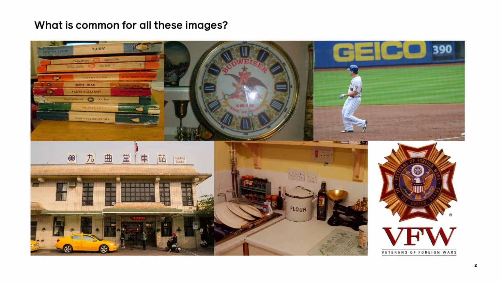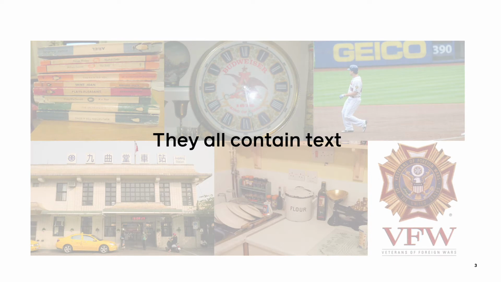Let's first take a look at these images and figure out what is common in all of them. Yes, they all contain text. Text is a very important aspect of how we understand and perceive the world around us in our daily life. But surprisingly, text is not an important part of our machine learning applications and datasets as of now.